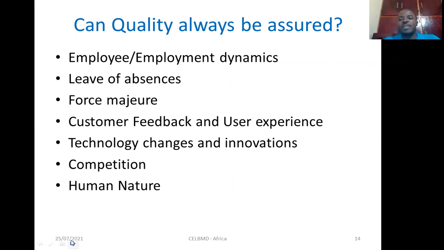Customer feedback and user experience, with comments from customers that may or may not necessitate change in procedures and certain operations. Technology changes and innovations, warranting the use or refining of equipment or tools that employees may not have been familiar with. Competition from other actors in the sector that may cause a diversification or folding up or adoption of other tools and procedures. And human nature generally, being subjective to the individual conducting the operations.